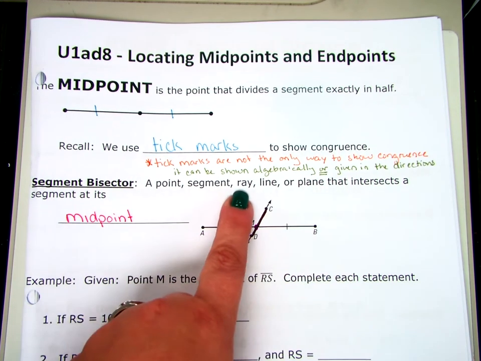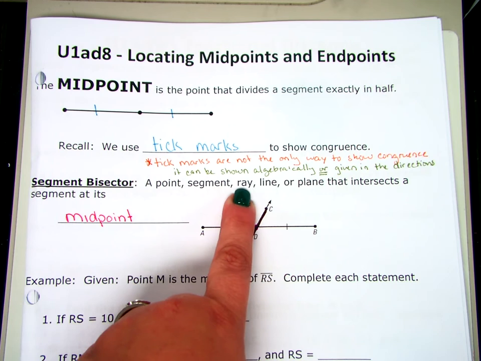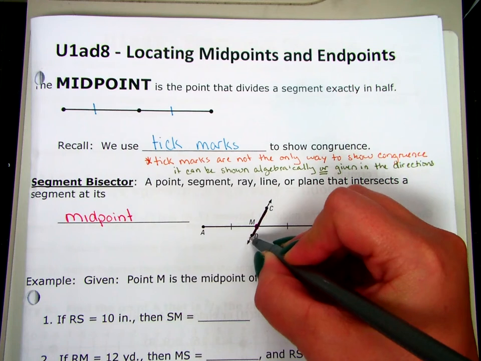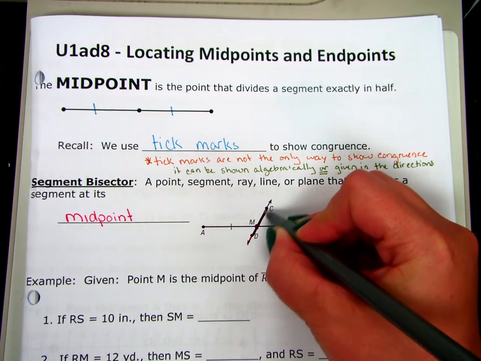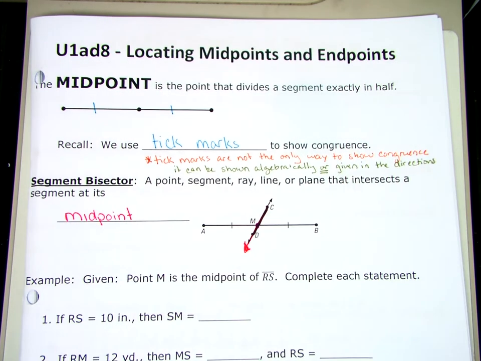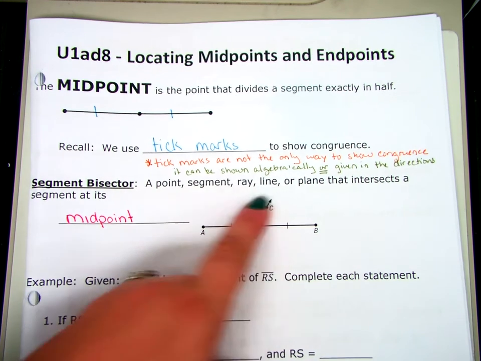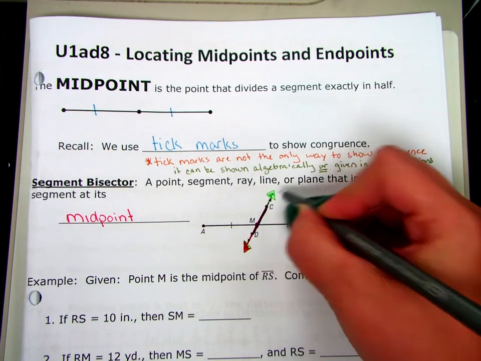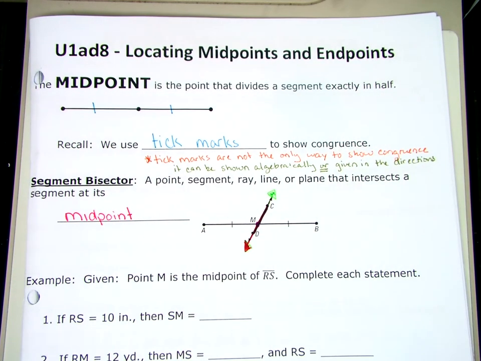Or instead of having a point or a segment, we could have a ray, which just means you would start at any of these points and then just keep going forever. So I could go from C towards D and have a ray. So ray CD could be an angle bisector, or sorry, a segment bisector. That was a little preview of what's to come when we do angles. We'll have angle bisectors. Okay. And then you could also be a line, so you could extend both directions, and a line could cut that segment in half. And then you could also do a plane.